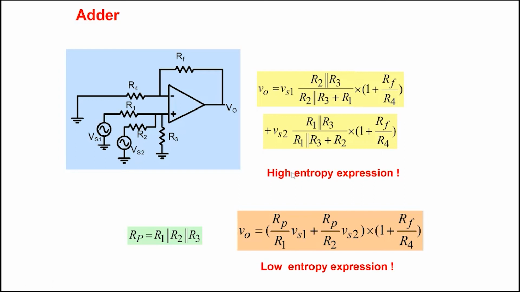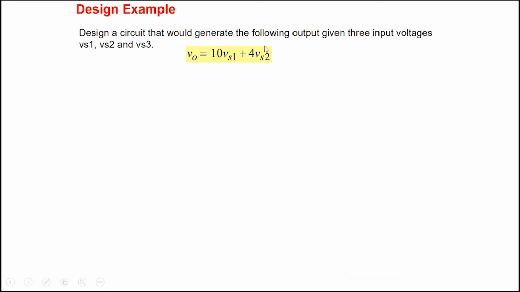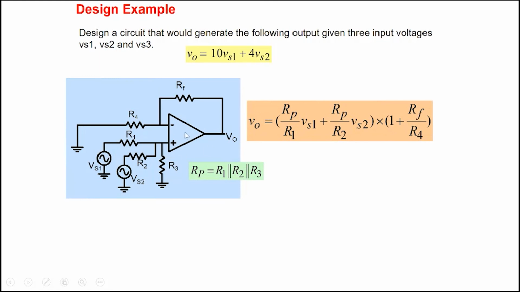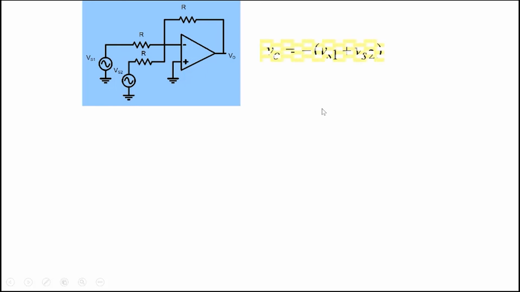So if you wanted to add up the two voltages Vs1 and Vs2, you could take appropriate values of Rp by R1 and Rp by R2. If you choose Rp by R1 and Rp by R2 to be equal, you will get Vs1 plus Vs2, and the whole thing gets multiplied by some gain factor. So if somebody asked to design a circuit that would generate 10 Vs1 plus 4 Vs2, well, you could use a circuit like this, and let's leave it as a homework problem.